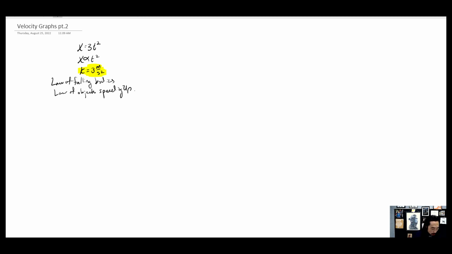From there, we created a position versus time graph. If you're wondering, Mr. Lee, should I have all the details that you do? The answer is yes, it's good habits. If you have good habits now, you won't lose points for it later. We created a graph that looked something like this, a very parabolic one.